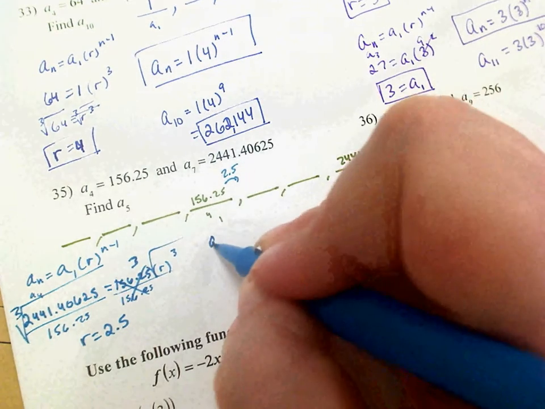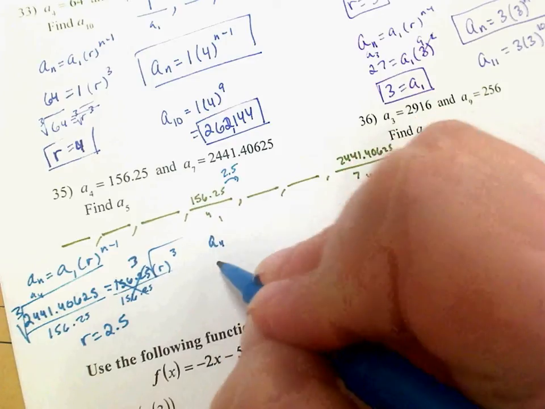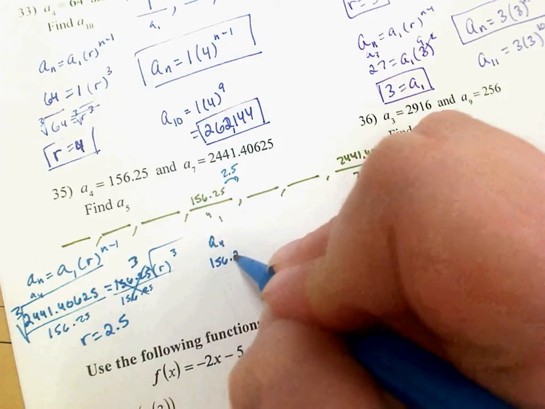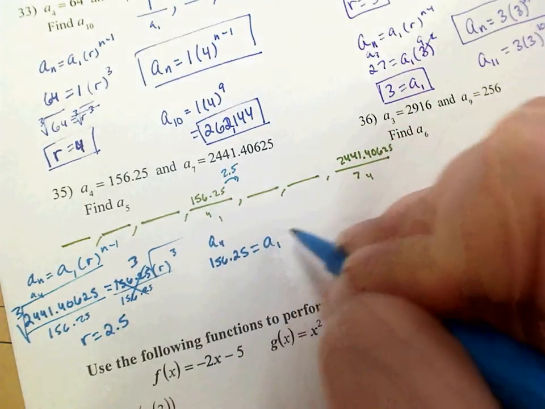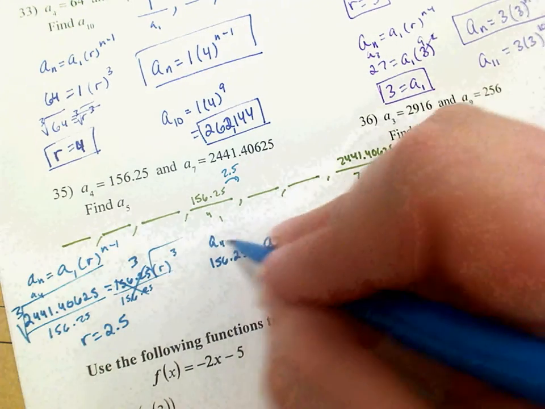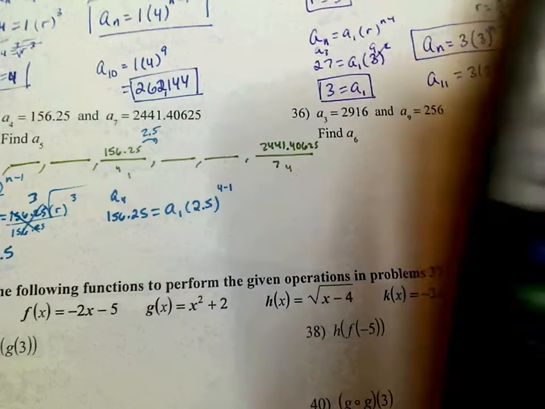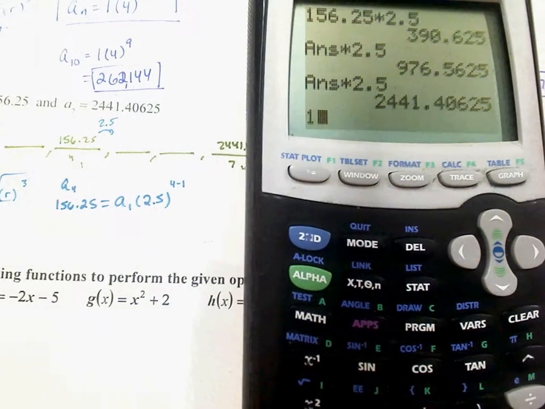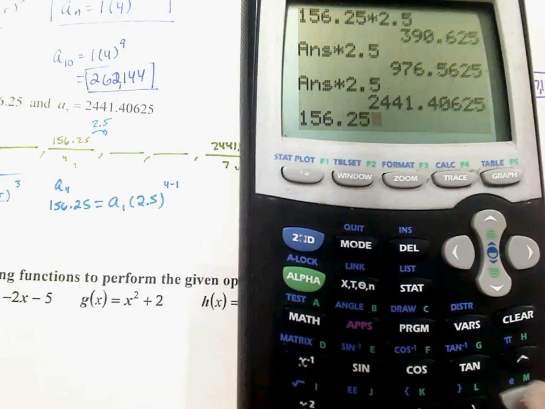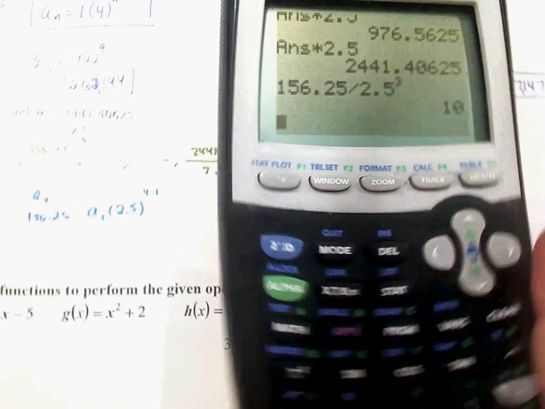I'm going to let this be the 4th now. So 156.25 equals, I don't know, a sub 1 times the common ratio 2.5 to the, if this is 4, to the 4 minus 1, the 4th term. So basically I'm going to take 156.25 and divide it by 2.5 raised to the 3rd. And I'm left with 10. So a sub 1 equals 10.